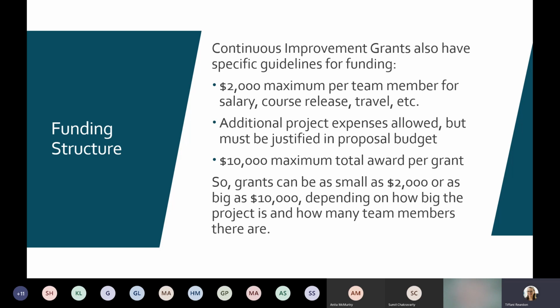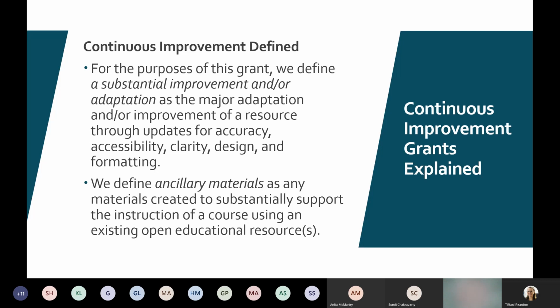So these grants, again, can be as small as 2,000 or as big as 10,000, depending on how big the project is, how many team members there are, and what's necessary. A couple of definitions here. For the purposes of continuous improvement grants, we define a substantial improvement and/or adaptation as the major adaptation and/or improvement of a resource through updates for accuracy, accessibility, clarity, design, and formatting. That's not a limited list, but these are usually the things that we see.